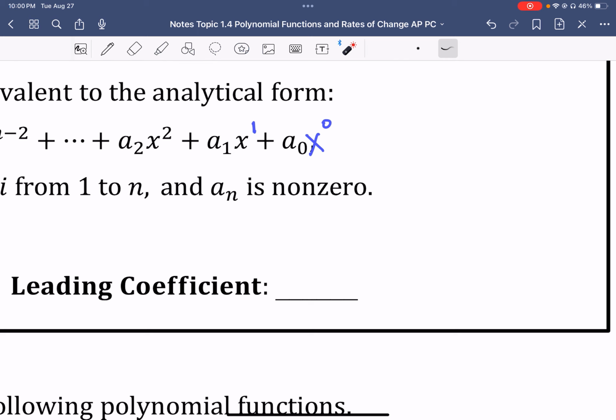Okay, it's kind of the same concept as you don't really write 1x, you just write x because the 1 doesn't really do anything. Like you're not going to multiply x to the power of 0, which is just times 1, because again, it's not going to do anything.